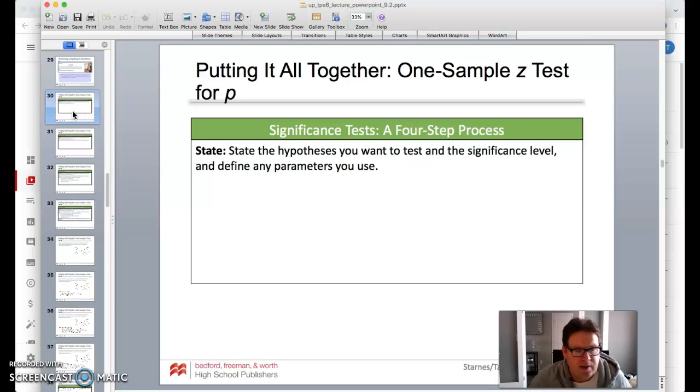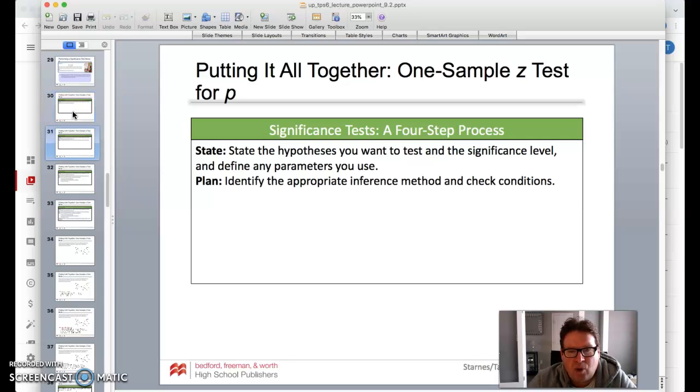All right, we're back for the second part of 9.2. We'll do three parts of this. This will be the second, and we're going to put it all together for a one sample z-test for p. State the hypothesis as we do the four-step process that we want to test and the significance level, and define any parameters that we're going to use.